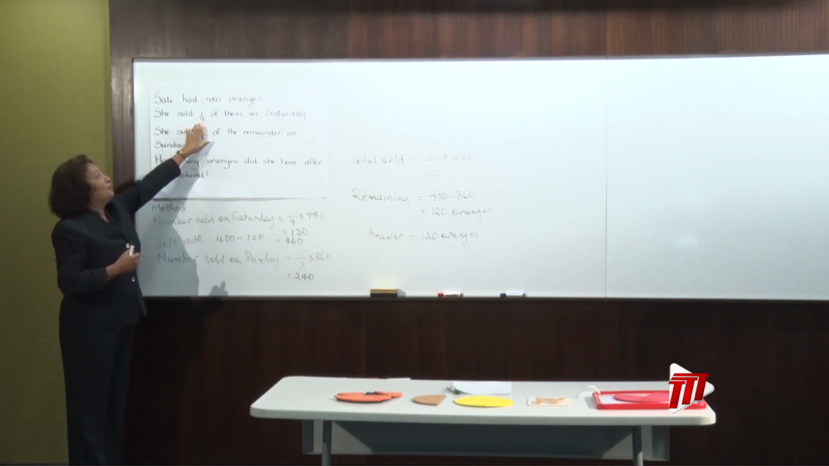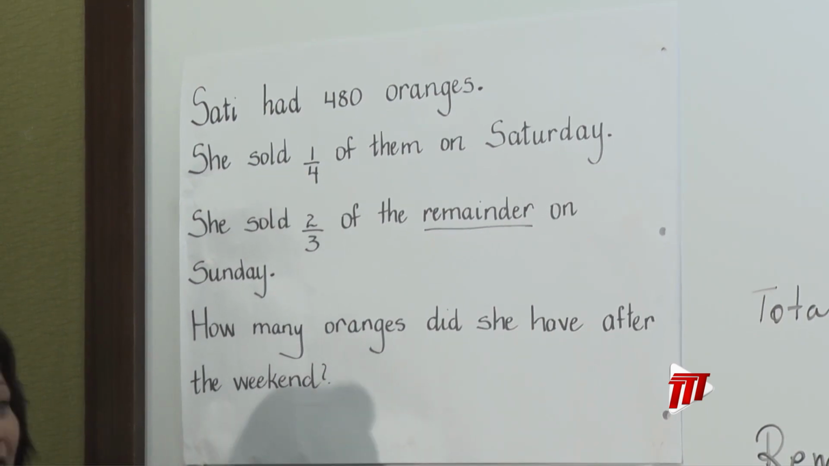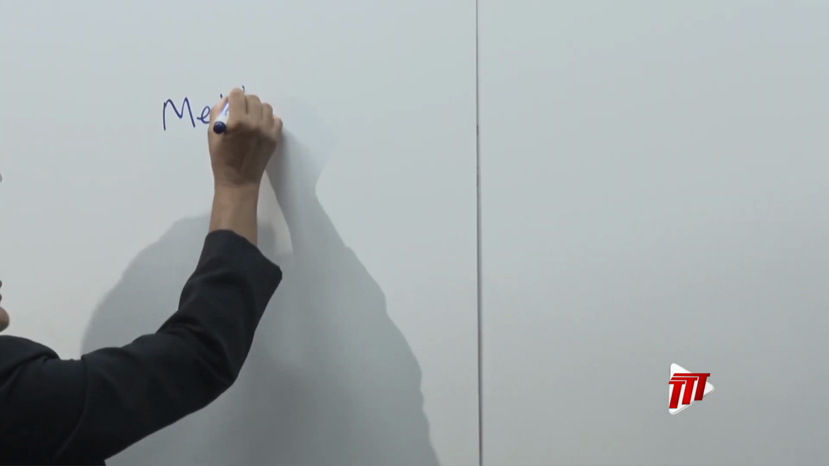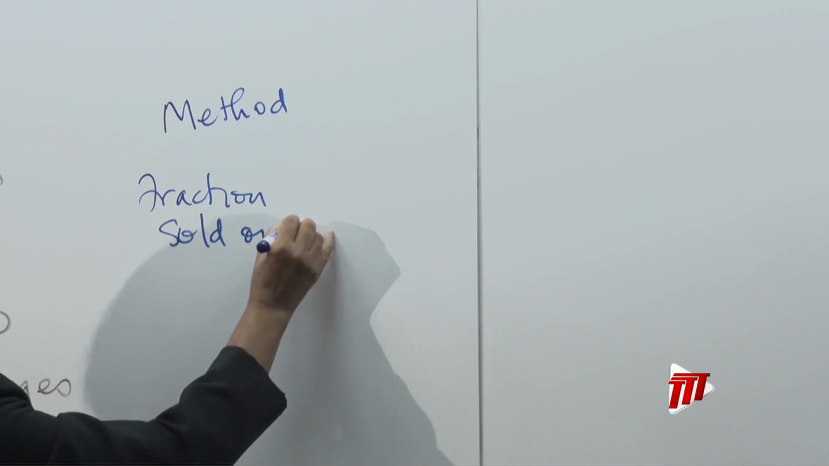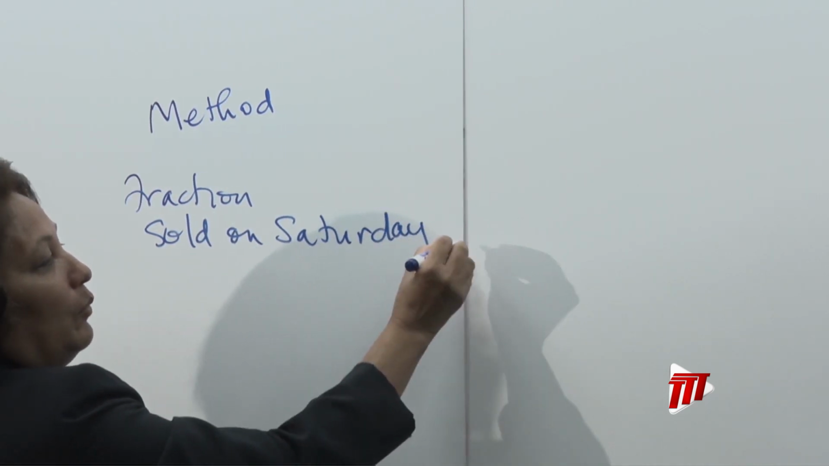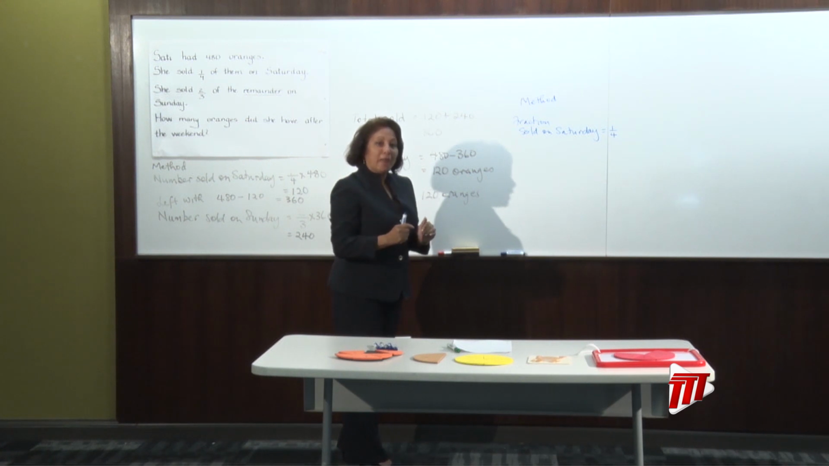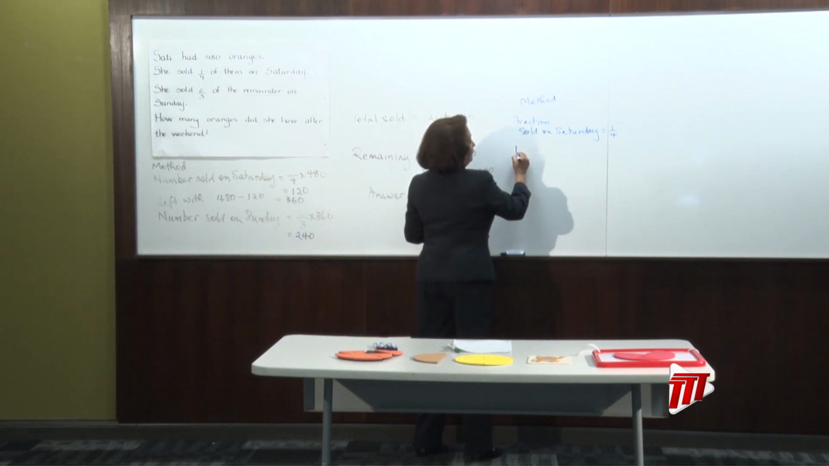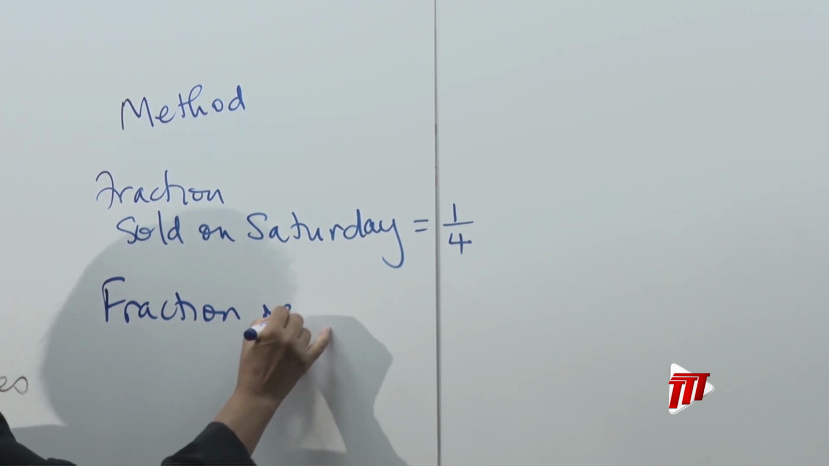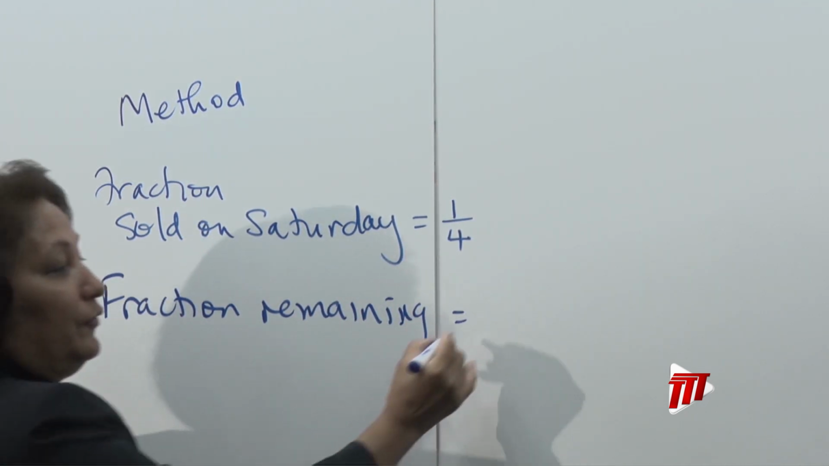It's the same question. She sold a quarter on Saturday, 2/3 of the remainder on Sunday. How much did she have remaining? The second method, we're looking at the fraction that was sold on Saturday. So the fraction sold was a quarter. And on Sunday, 2/3 of the remainder was sold. So we have to find out what remained after a quarter was sold. So the fraction that remained would have been 1 minus a quarter.